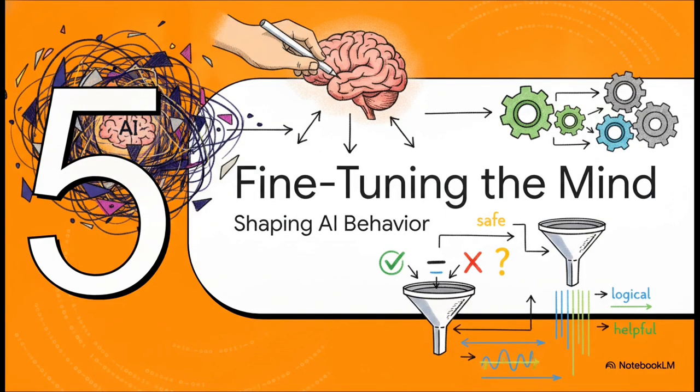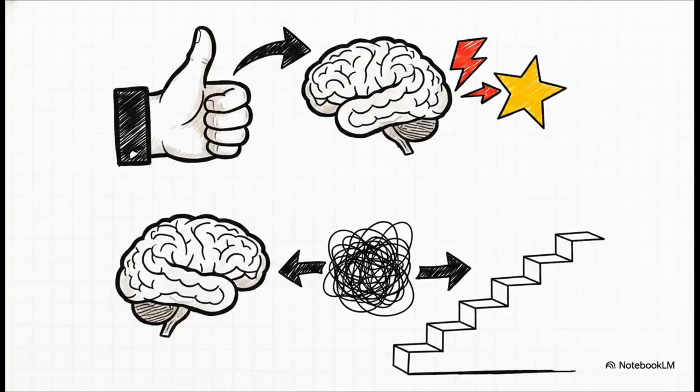Let's wrap up with Section 5, Fine-Tuning the Machine Mind. A raw AI predicting words based on everything it read on the entire internet? Yeah, that would be absolute chaos.